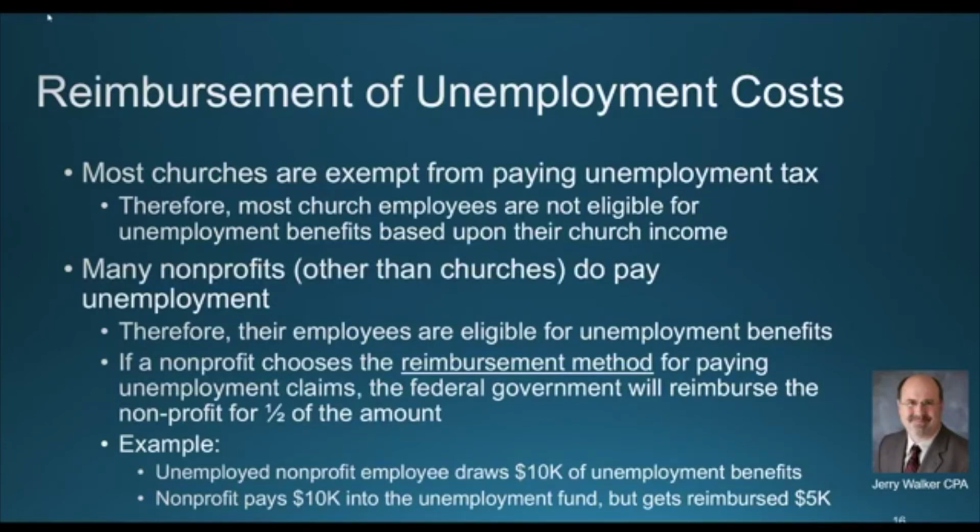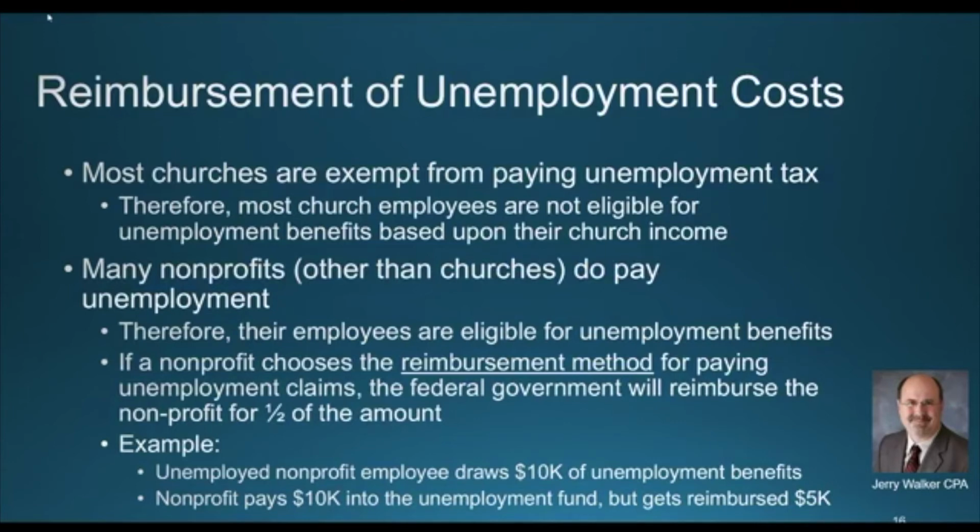So nonprofits have a choice about how they pay into the unemployment system. They can pay in a flat tax rate, which is what most of them probably choose to do, or nonprofits can choose to simply reimburse the state government for the unemployment taxes that are paid out on their laid off workers. And so if a nonprofit has chosen that method, that they're just going to reimburse the state unemployment fund for any unemployment paid out on a laid off worker, this new law says the feds will reimburse the nonprofit for 1/2 of that cost. So I've got an example down there at the bottom.